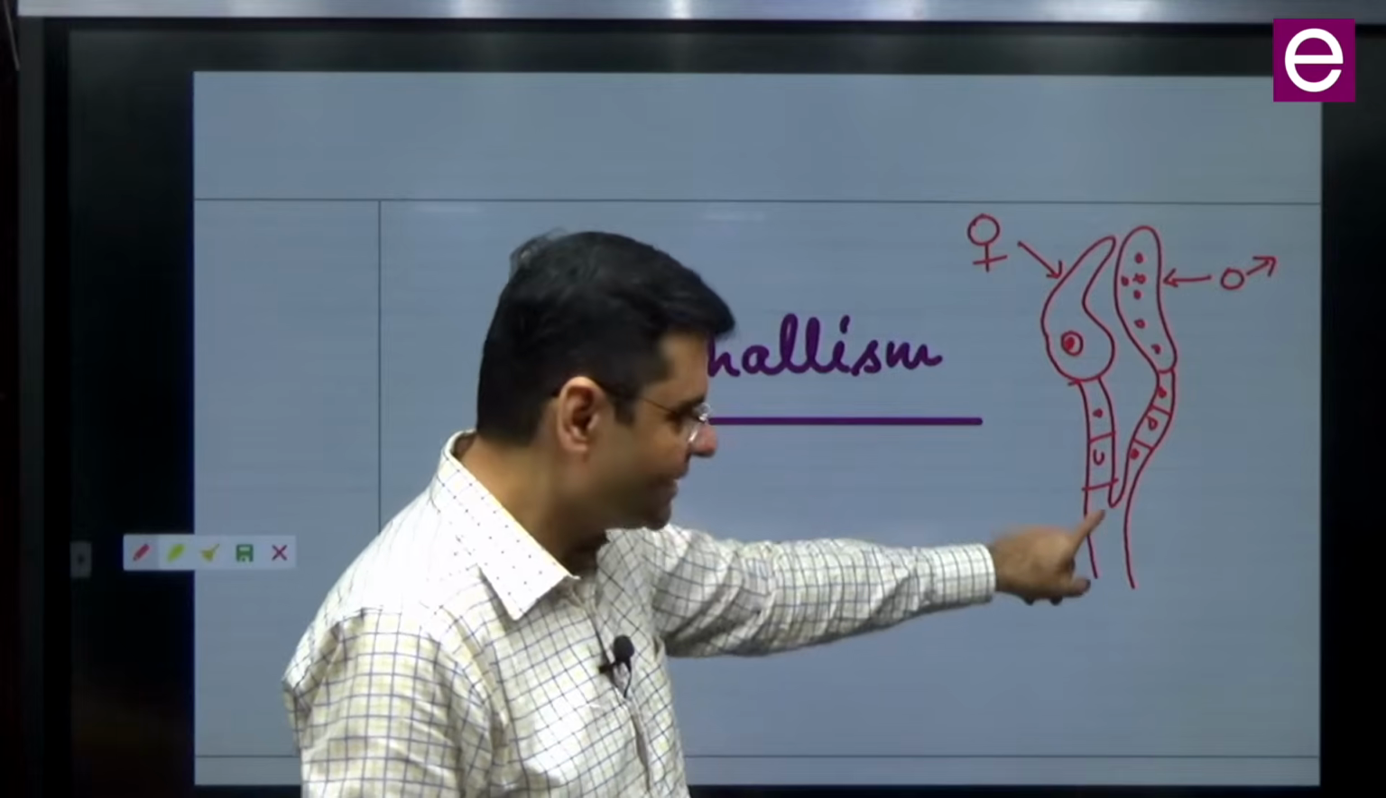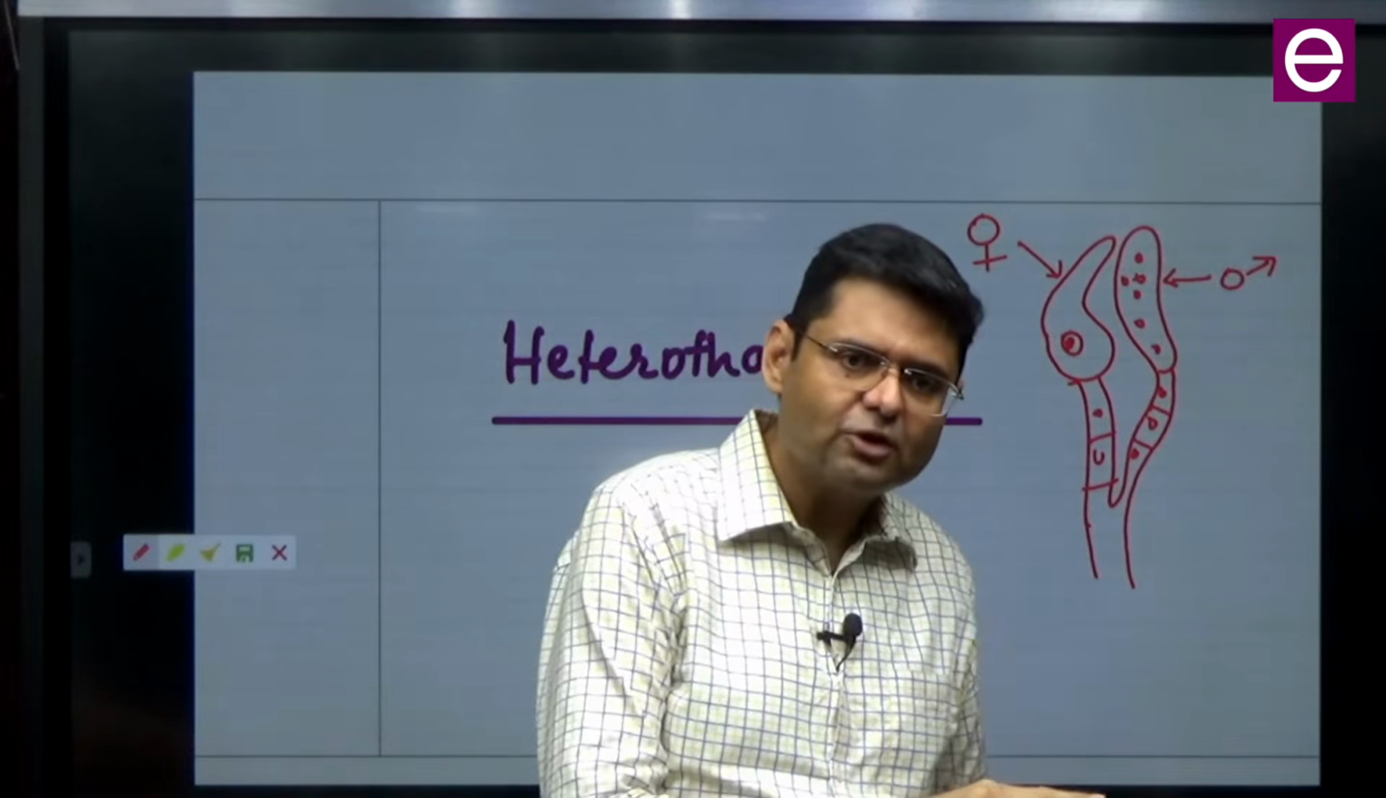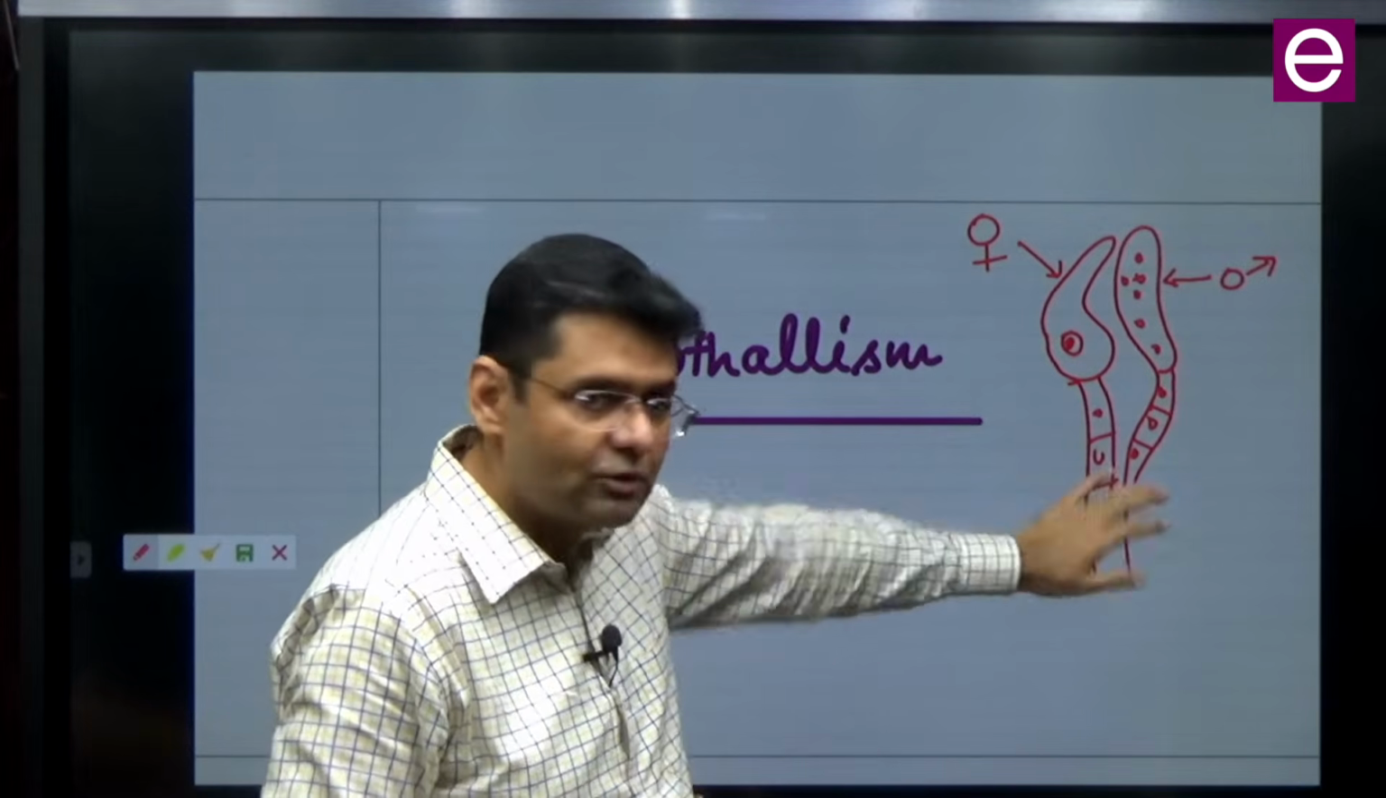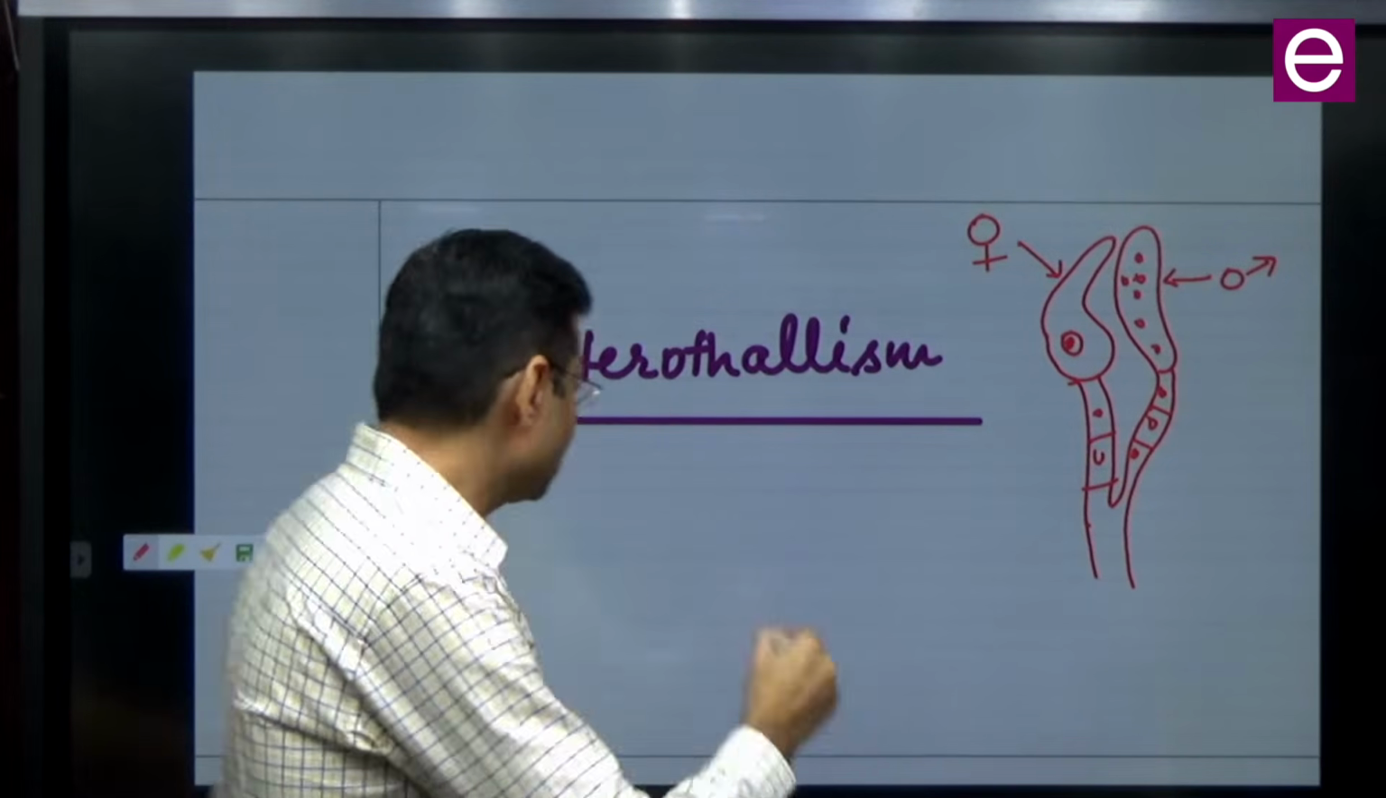And don't draw anything. बाद के स्लाइड्स में ये सारी चीजें ड्रॉ की हुई हैं, मैं शेयर करूंगा आपके साथ. Okay, but just try to understand the story. This is true heterothallism. Then there are some fungi.